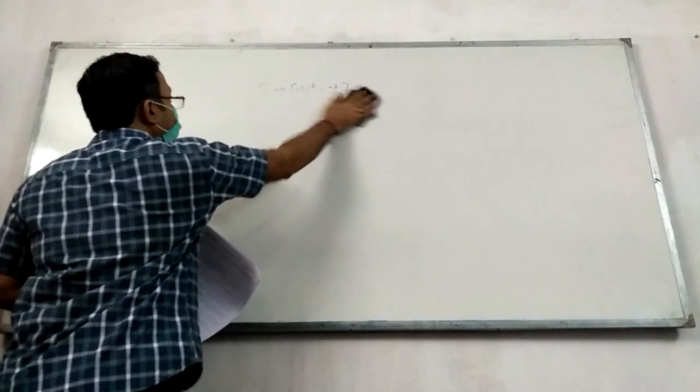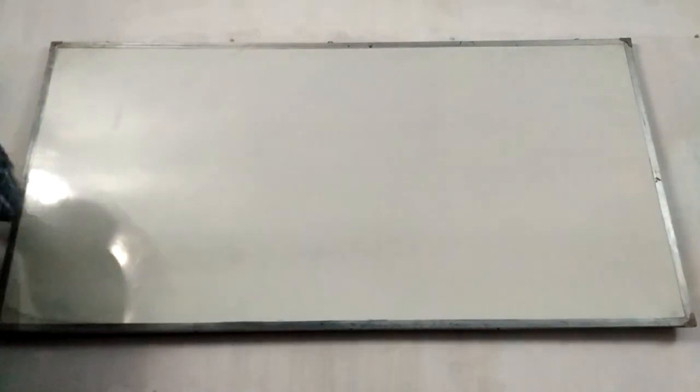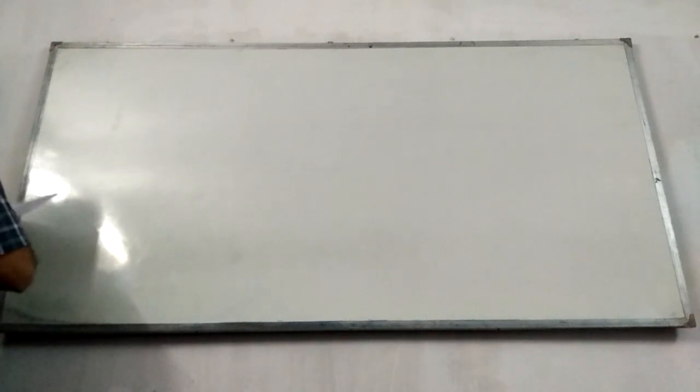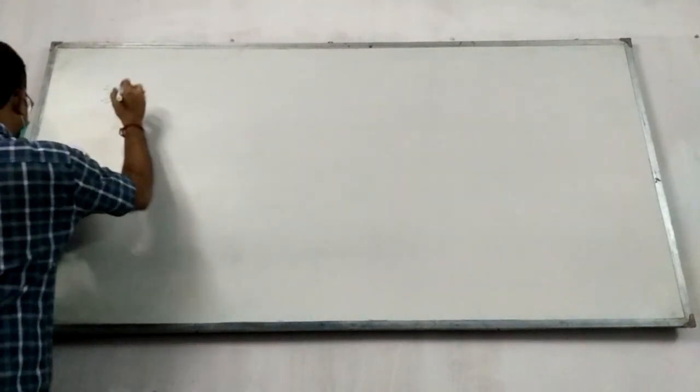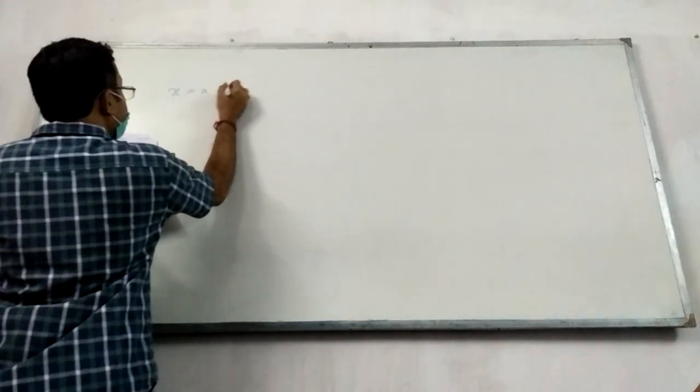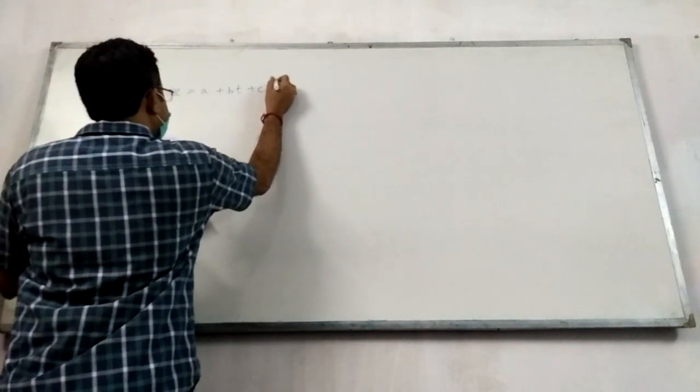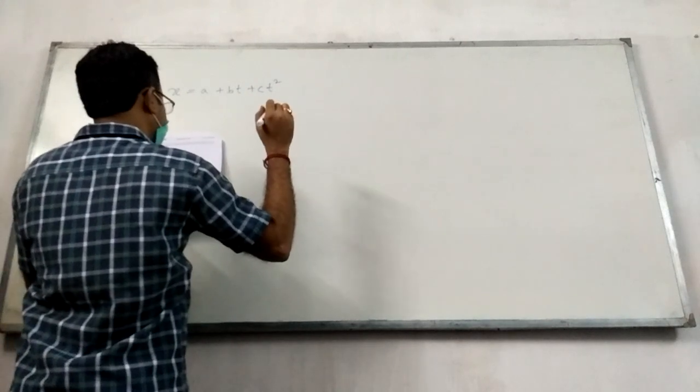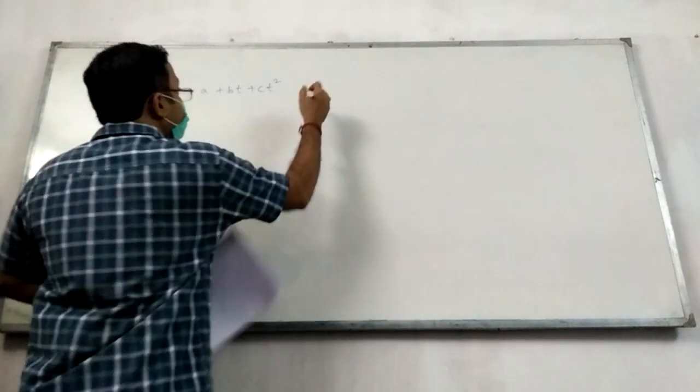Question number 5. The displacement of a particle x is given as a plus bt plus ct square. Find the dimension of a, b and c if t is time.